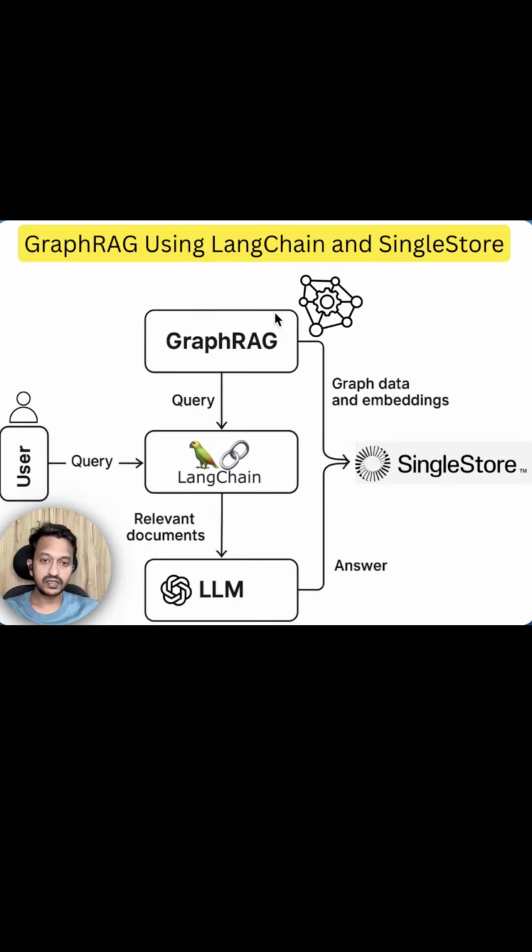And then the fourth step is to define the GraphRAG logic. So we're gonna expand queries using the graph and combine that with vector search from SingleStore. And finally, we use LangChain's RetrievalQA with OpenAI to generate natural language answers. Contextually relevant answers we're going to get.